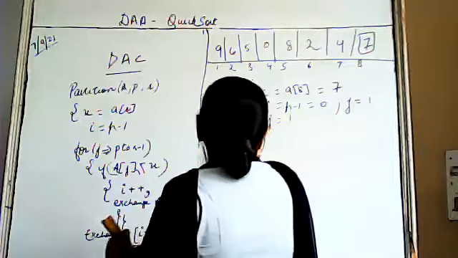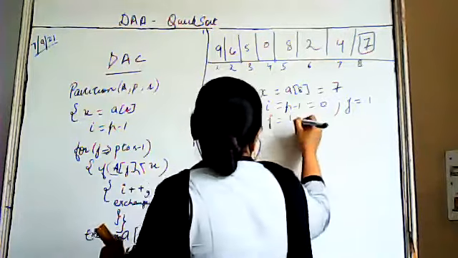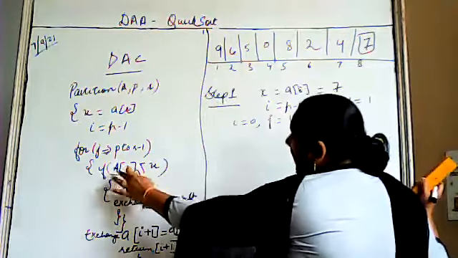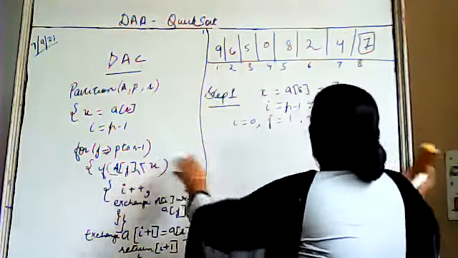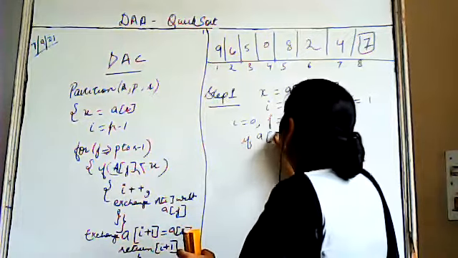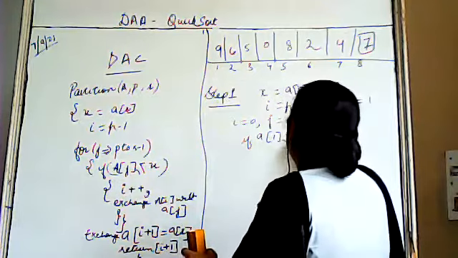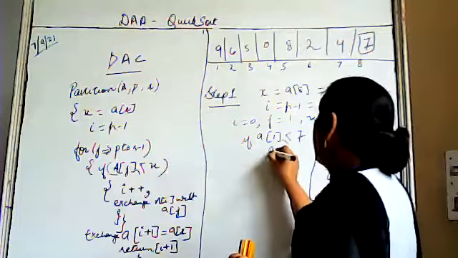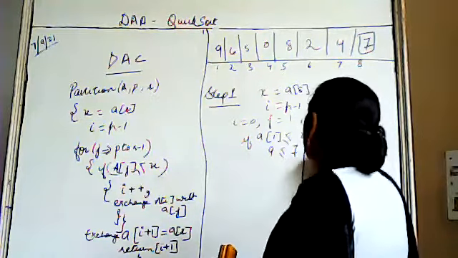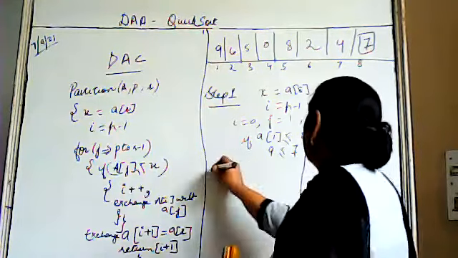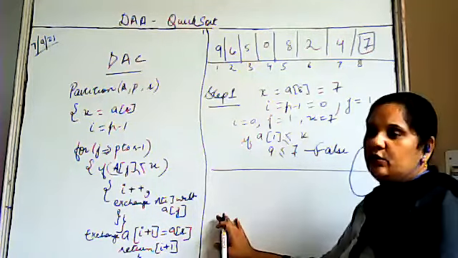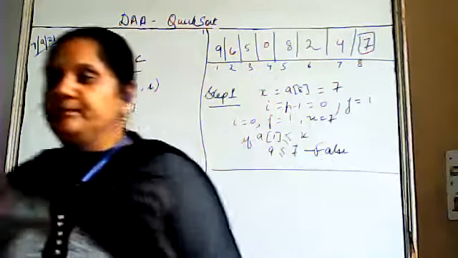I'll write here j is equal to 1, i is equal to 0, then x is equal to 7. Now what you have to check? If a of j is less than or equal to x. a of j is starting from 1. So a of 1 is less than or equal to 7, that is my x. a of 1 is 9. 9 is not less than or equal to 7. Condition becomes false. So no action has to take place. No swapping has to be done.